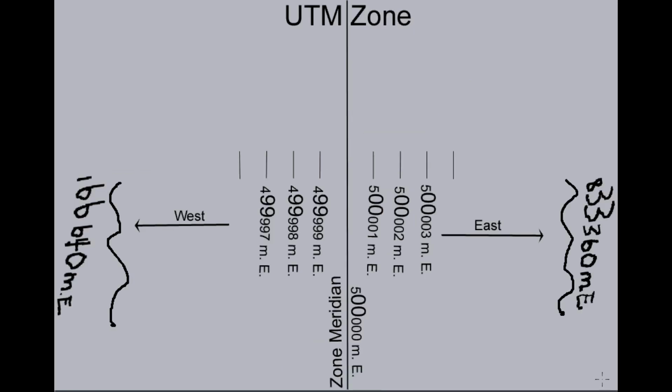Okay, now that we've seen how northings are laid out, let's look at eastings. Here is a section of a typical UTM zone, any zone, zone 1 through 60. And you can see here it is divided lengthwise by the zone meridian, which I am outlining here.